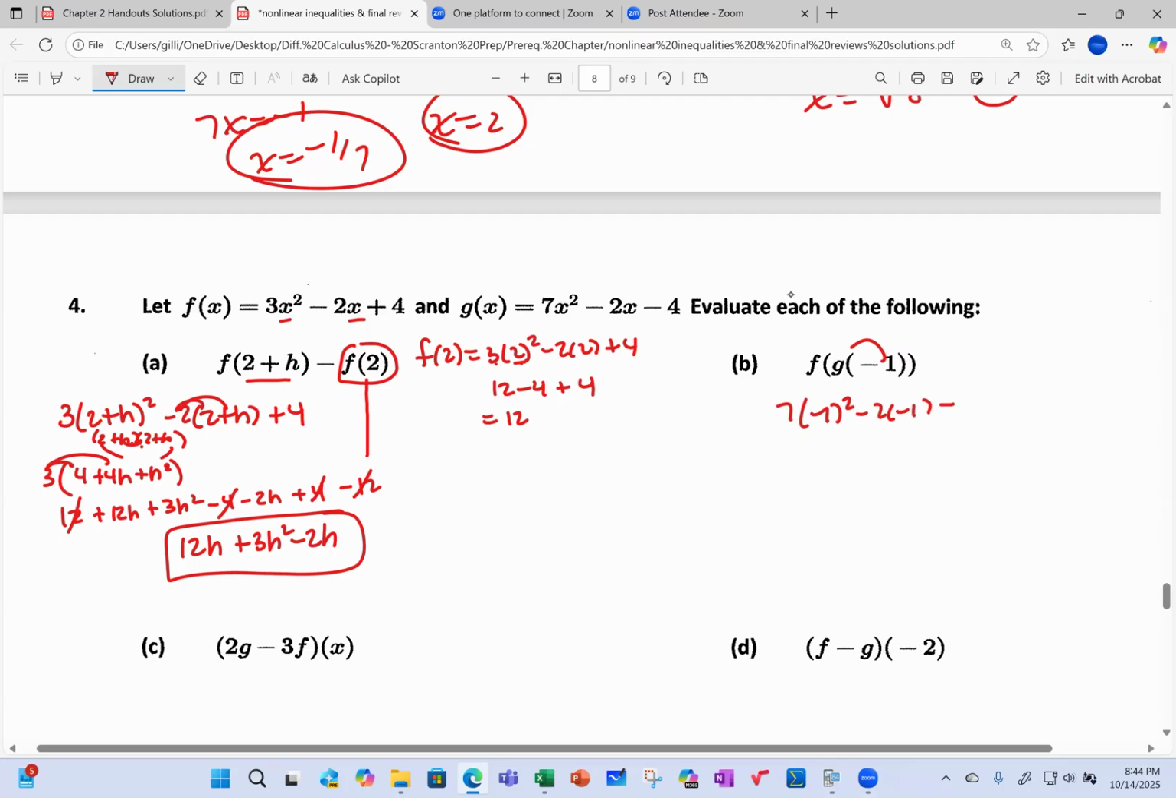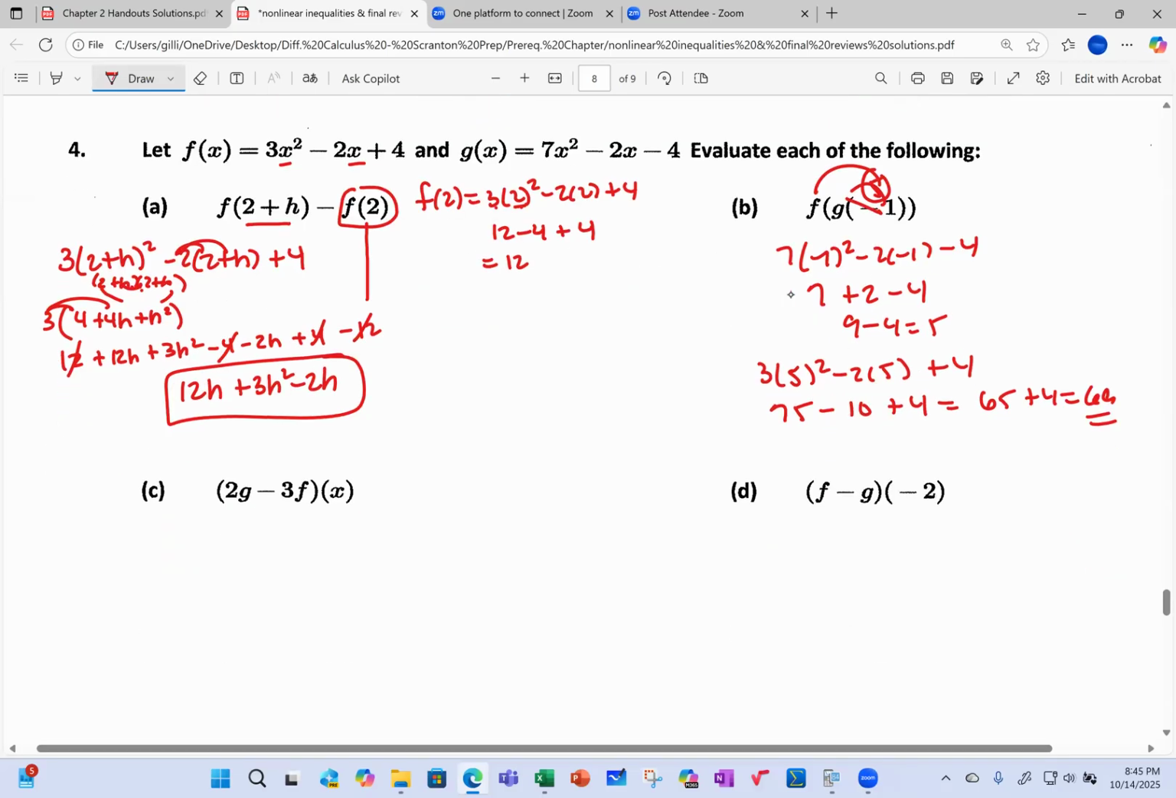So what does that give me? That's negative 1 squared is 1 times 7 is 7 plus 2 minus 4. So 7 plus 2 is 9 minus 4 is 5. And then now I got to put 5 into f. So I think we're okay with that, just function composition. 5 squared is 25 times 3 is 75 minus 10 plus 4. And that's 65 plus 4 gives us there 69.